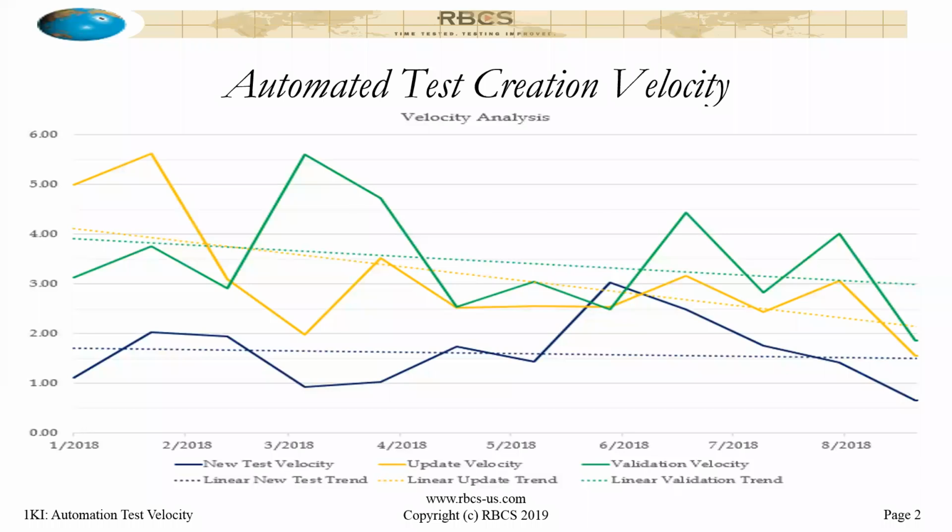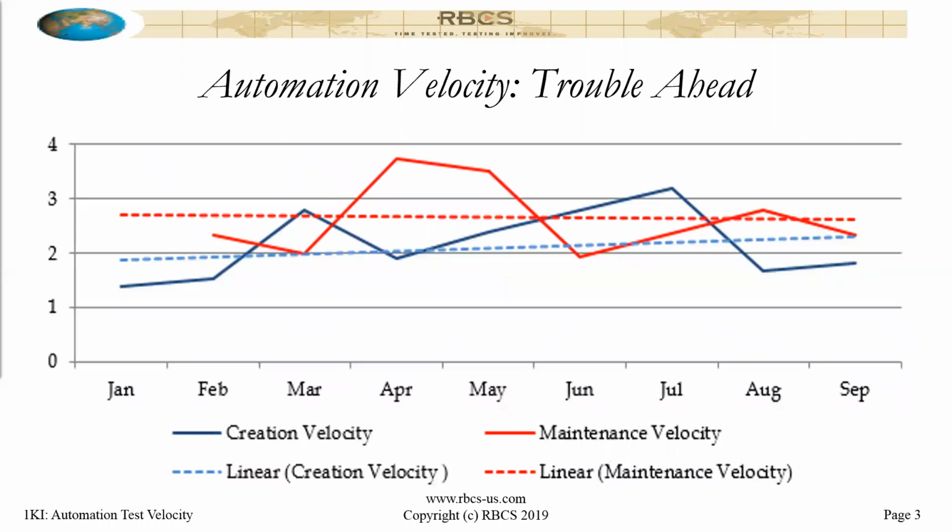So these are the things you want to look for. You want to look for changes in the relationship between the new test velocity or test creation velocity and the update velocity or the maintenance velocity. Now let's look at a more striking example of that on the next slide, where I was able to say to the client, there's definitely a problem here. Get it to advance to the next slide, that is. There we go. Okay. So here we just see creation velocity and maintenance velocity, because we don't have the validation there to ignore.